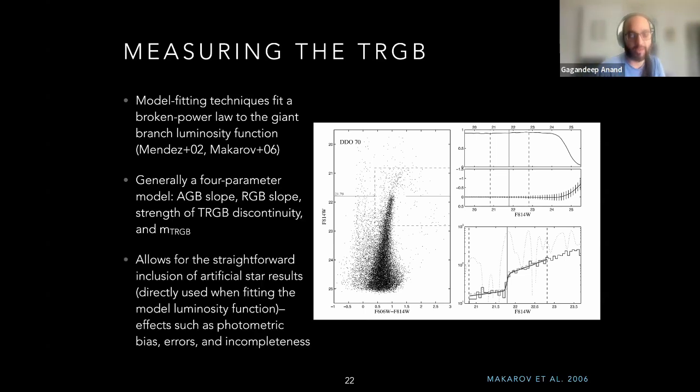A nice benefit of this method is that it allows for the straightforward inclusion of artificial star results, and so things like photometric bias, errors, and incompleteness. This is especially useful when you're looking at the really low signal to noise data. So in the top right of the plot, the very top panel shows the completeness as a function of magnitude. And it's basically close to 100% complete at the TRGB, so it's not a huge issue in this case. But then in the bottom, you see the photometric errors. And as the errors tick up, the bias also ticks up. And so in cases, again, where you're dealing with low signal to noise data, it's good to model all of these observed quirks.